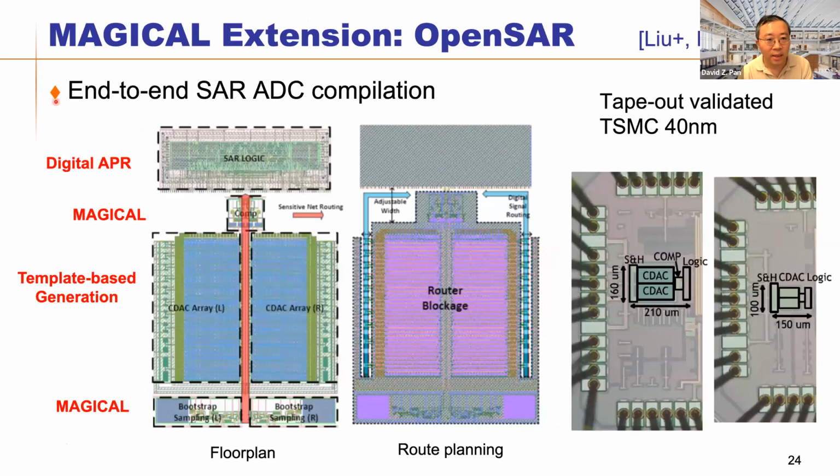We have also extended MAGICAL to handle even bigger systems like a SAR ADC, which has more regular arrays, but at the top level you have bigger integrations. We combine digital automatic placement and routing, plus MAGICAL, plus template-based generation, plus MAGICAL for the top level integration. We also taped out 2 chips and verified them at TSMC 40 nanometer.